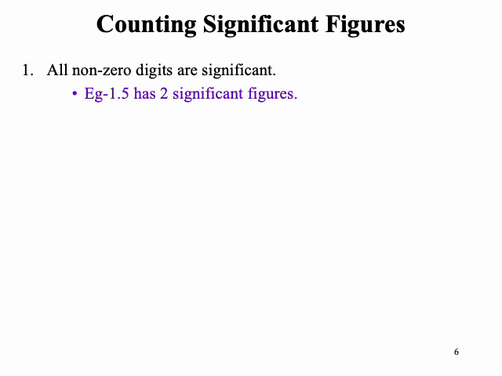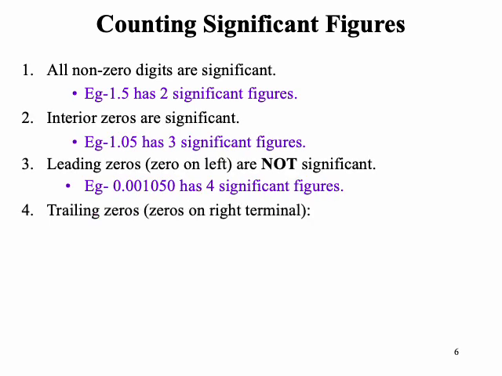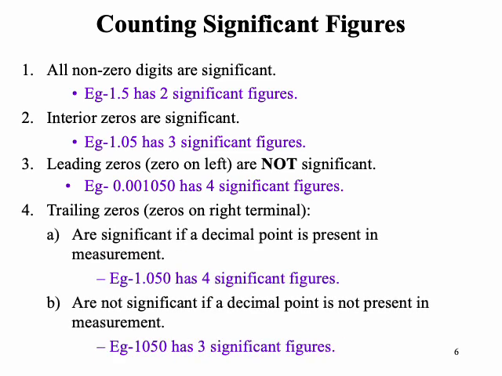Now let's look at how we count the number of sig figs. There's only 4 rules. Let's pull all of those rules up. It's not a very difficult concept. How do you find the number of sig figs? The first rule is all non-zero digits are significant. That's it.